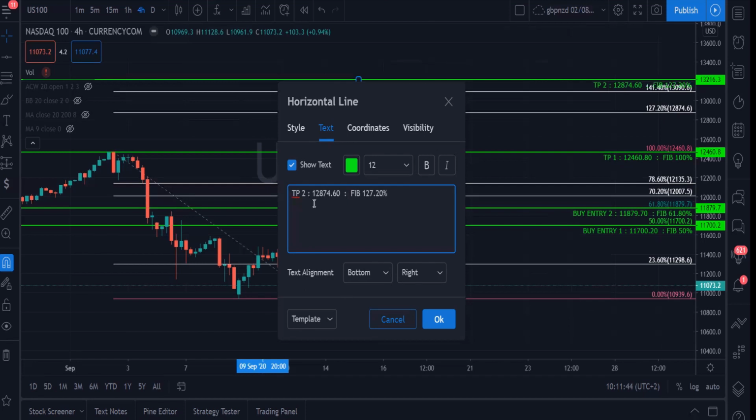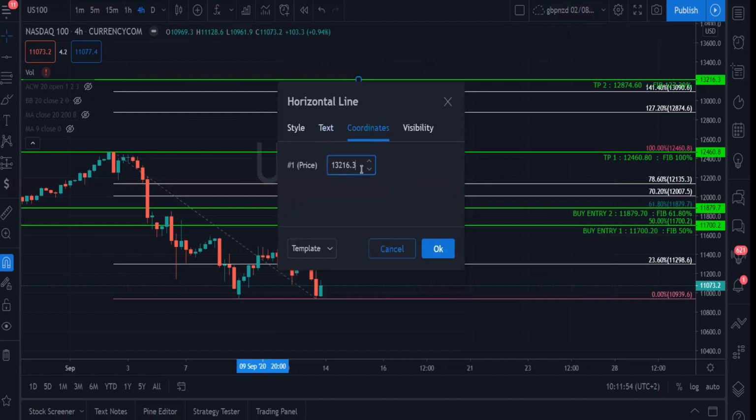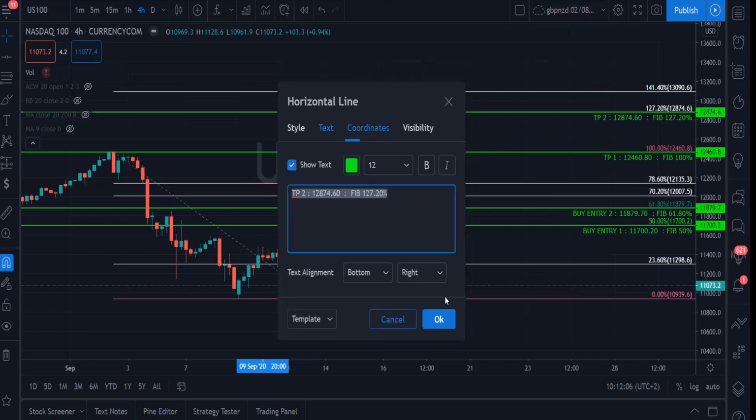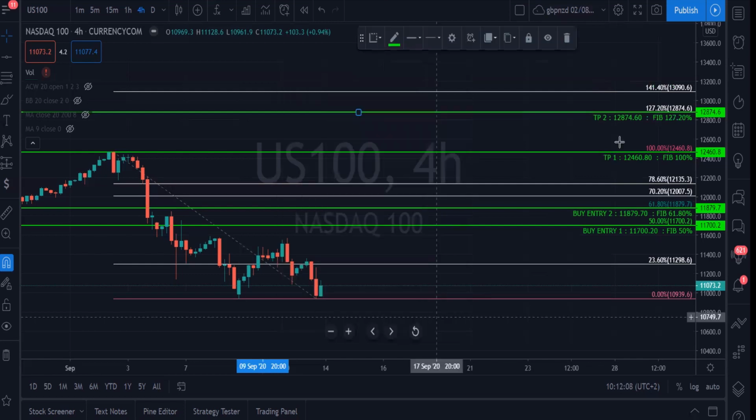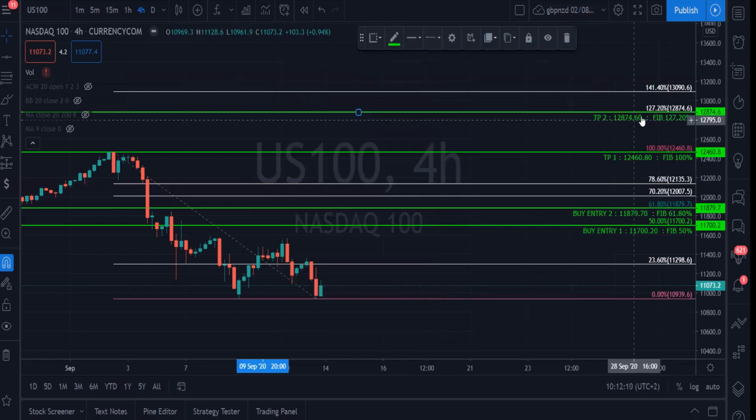So TP2, which is 12,874.60, comes to 127.20. Then I go into my coordinates and I make that 12,874.60. And I click on OK. It's here now. Okay, you with me?